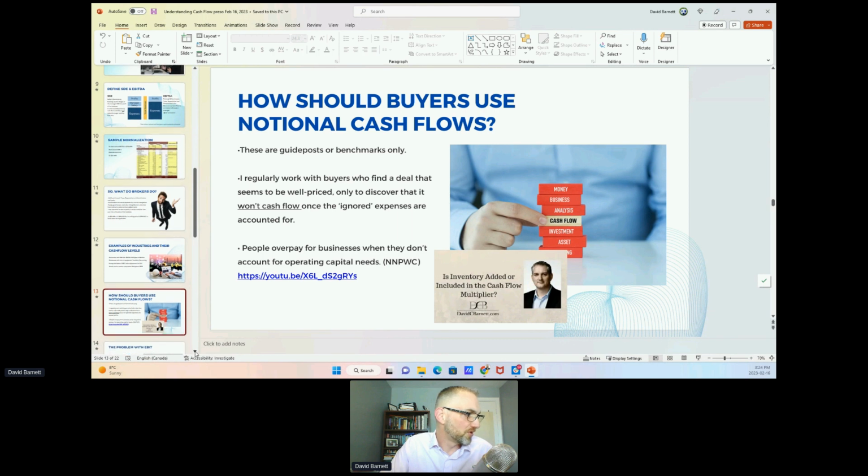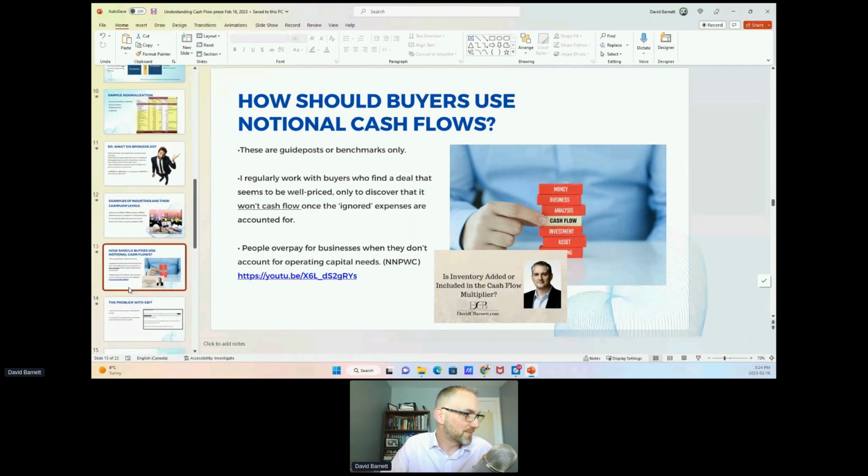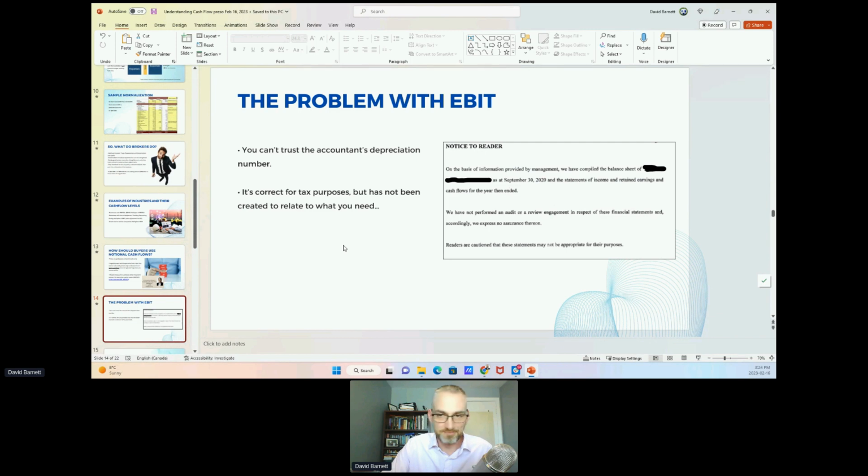And so let's examine this problem with EBIT, because I alluded to it. I've got it on the slide there. You probably can't read it, so I'll read it to you guys. This is the actual notice from an accountant from a set of financial statements. And it says, on the basis of information provided by management, we have compiled the balance sheet as of September 30th, 2020, and the income statement and retained earnings and cash flow for the year ended. We have not performed an audit or review engagement.